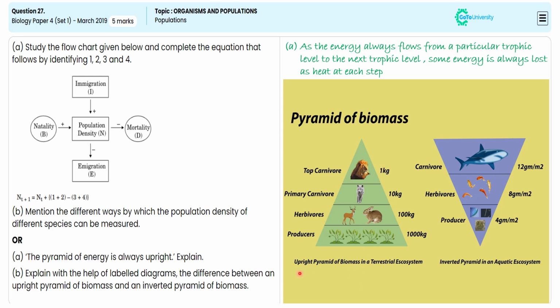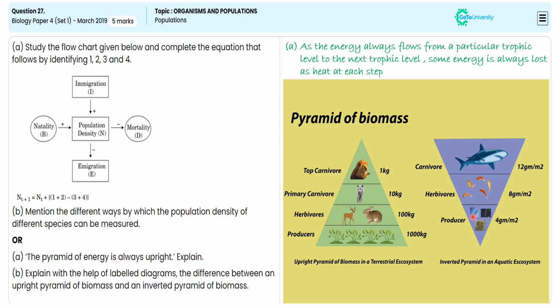That is why the terrestrial ecosystem biomass pyramid is in an upright position, whereas the aquatic ecosystem pyramid is in an inverted position, because the carnivore is not only taking the herbivore, not only taking the producer, but also takes the dissolved nutritive ingredients of the water medium. So that is the reason why we are specifying the carnivore biomass is maximum compared to the producer biomass.